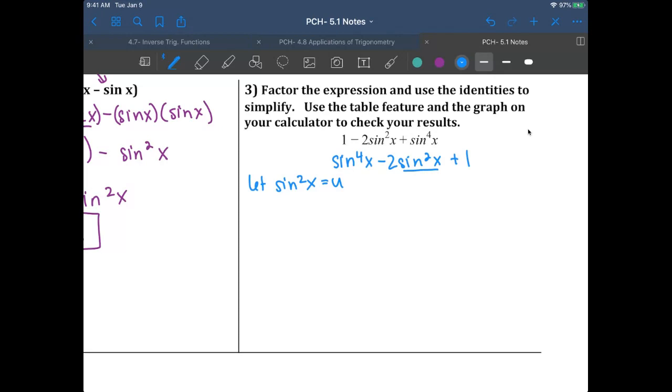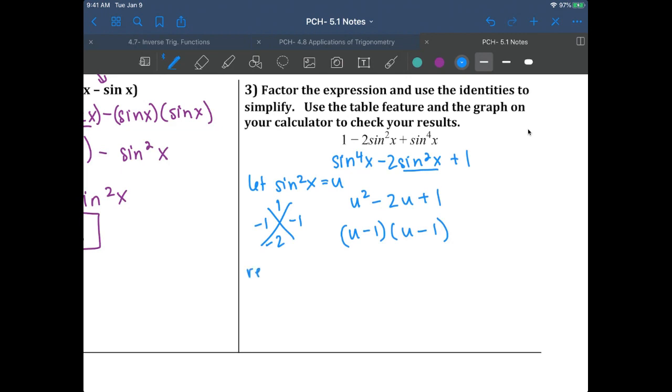And I'm going to substitute it in. So instead of sine to the fourth x, that would be u squared minus 2 times u plus 1. Oh, look, big X problem. 1 on the top, negative 2 on the bottom. Negative 1 times negative 1 multiplies to give me 1 and adds to give me negative 2. So I get u minus 1 times u minus 1.